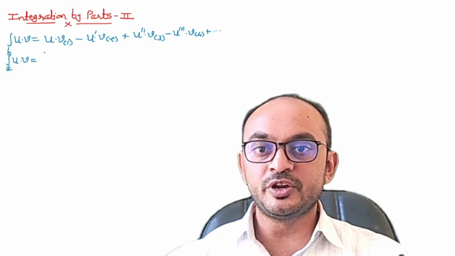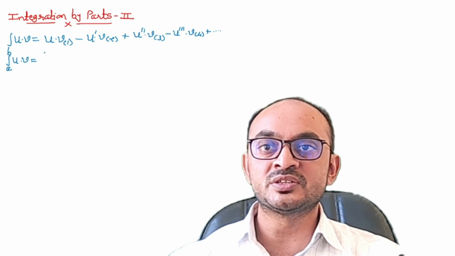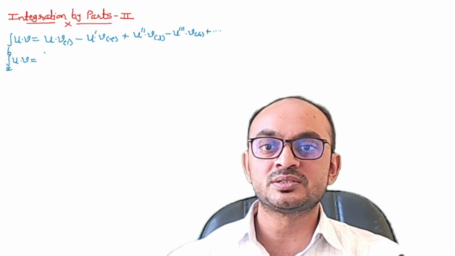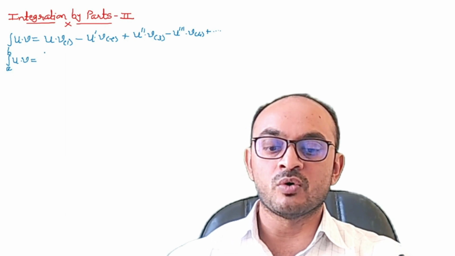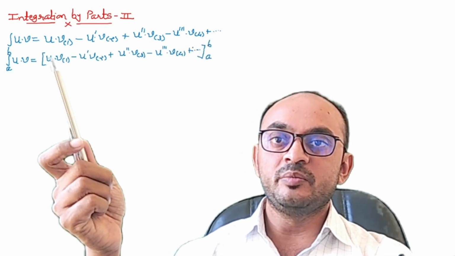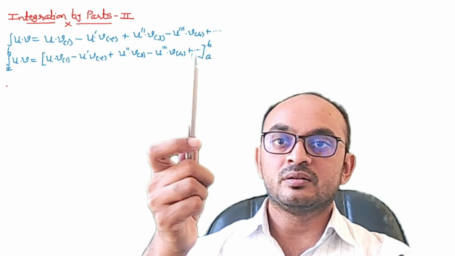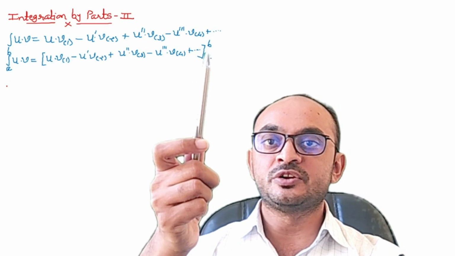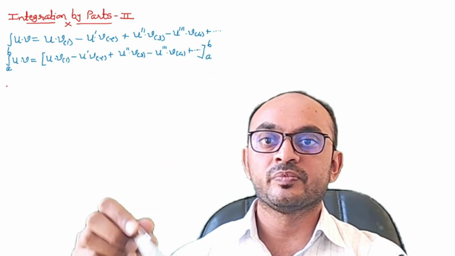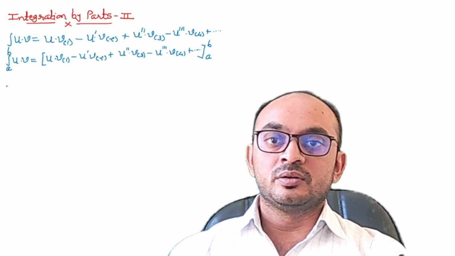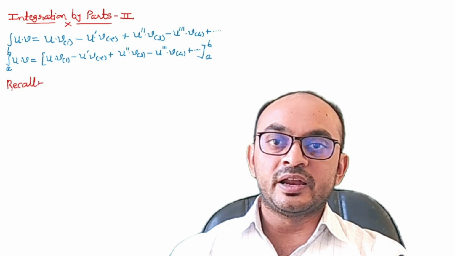So in this video we shall discuss only the particular kind of integrals which can be solved by integration by parts, which are useful to evaluate the Fourier coefficients. How do we substitute the limit? We integrate uv like this, and then we substitute the upper limit b and lower limit a. Before starting this, let us recall something.